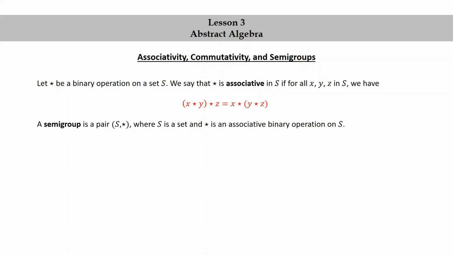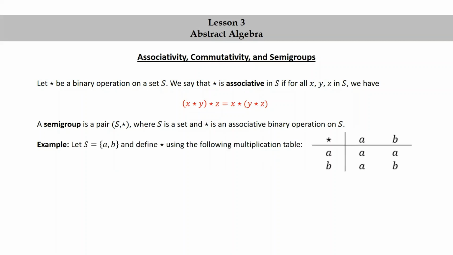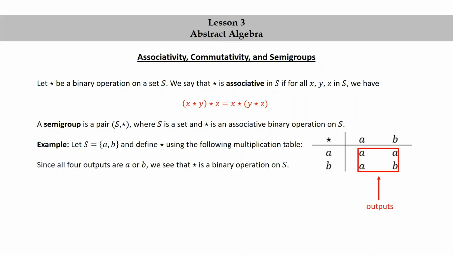A semigroup is a pair (S, star) where S is a set and star is an associative binary operation on S. Let's look at an example. Let S equal the set consisting of A and B and define star using the following multiplication table. Since all four outputs are A or B, we see that star is a binary operation on S. Is star associative in S?